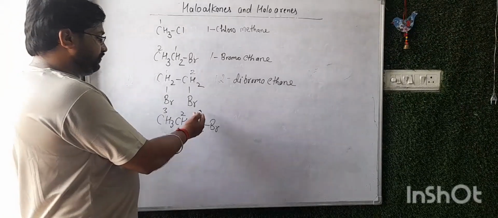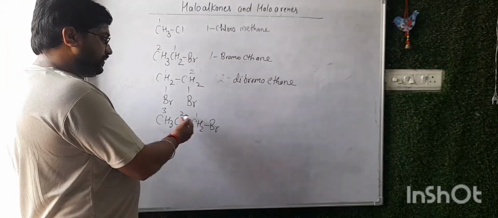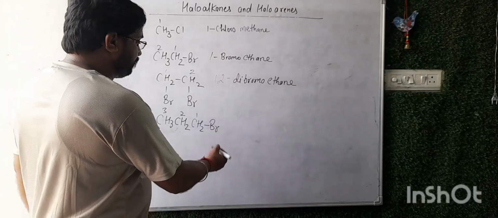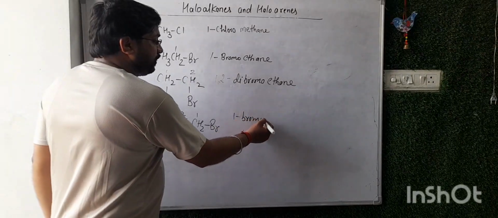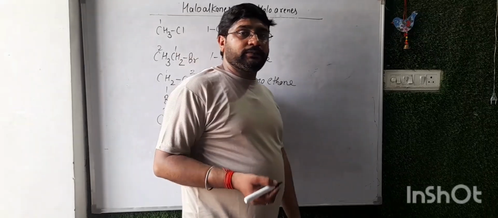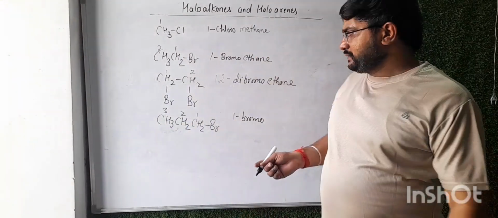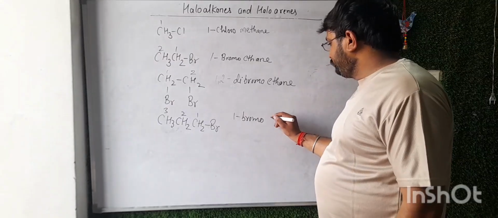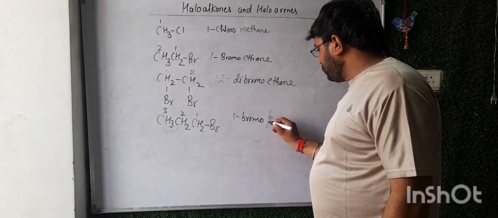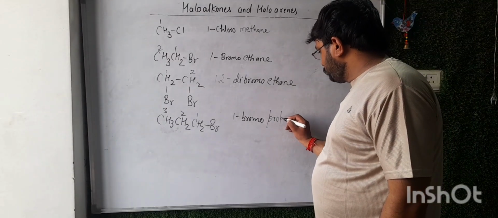The halogen is present, but we count first carbon, second and third. So what is the name of this compound? It is 1-bromo, and for 3 carbons the root word is prop, and it is saturated. So it is 1-bromo and the 3 carbon alkane, that is propane.